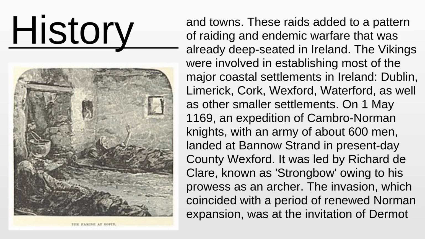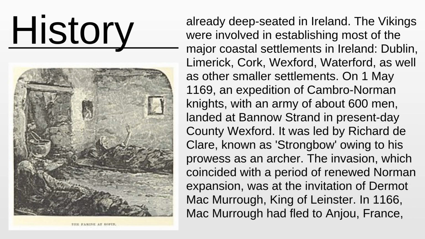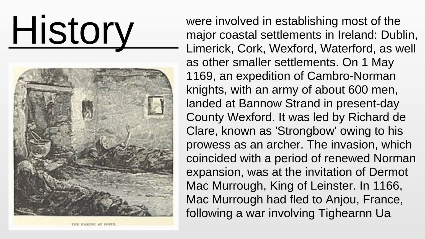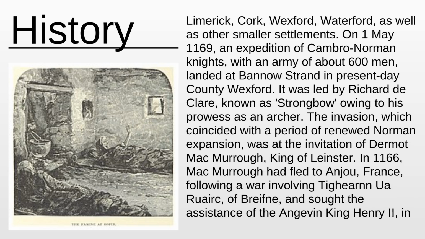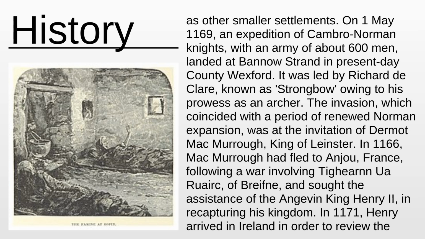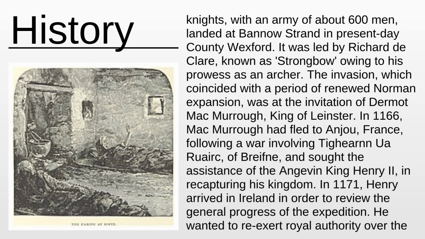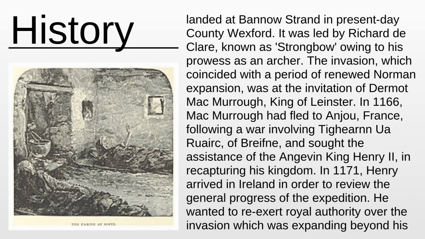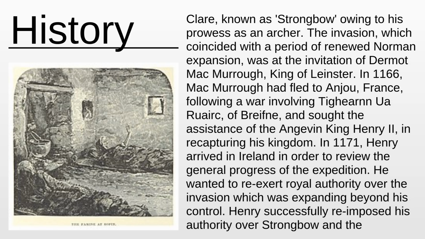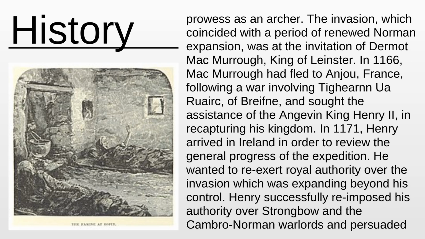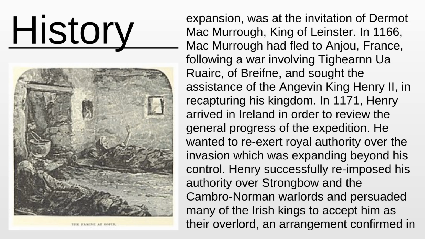On May 1, 1169, an expedition of Cambro-Norman knights, with an army of about 600 men, landed at Bannow Strand in present-day County Wexford. It was led by Richard de Clare, known as Strongbow owing to his prowess as an archer. The invasion, which coincided with a period of renewed Norman expansion, was at the invitation of Dermot Mac Murrough, King of Leinster. In 1166, Mac Murrough had fled to Anjou, France, following the war involving Tiernan O'Rourke, of Breifne, and sought the assistance of the Angevin King Henry II, in recapturing his kingdom.